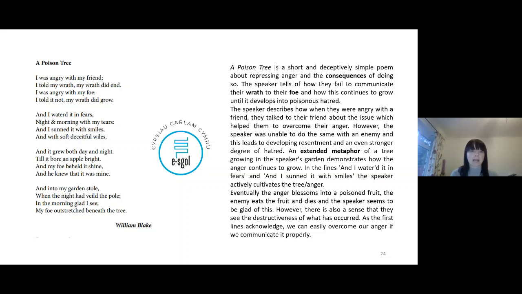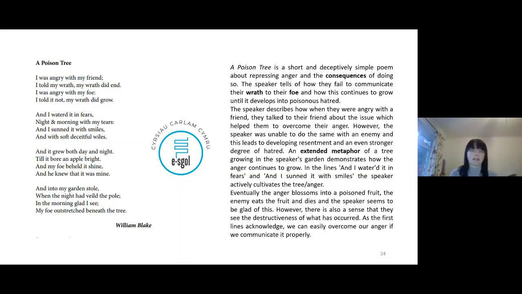I was angry with my friend, I told my wrath, my wrath did end. I was angry with my foe, I told it not, my wrath did grow. And I watered it in fears, night and morning with my tears, and I sunned it with smiles and with soft deceitful wiles. And it grew both day and night, till it bore an apple bright, and my foe beheld it shine, and he knew that it was mine. And into my garden stole, when the night had veiled the pole. In the morning glad I see, my foe outstretched beneath the tree.